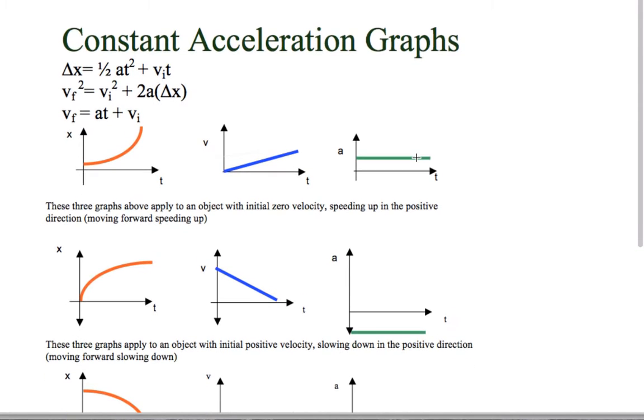Yay! Let's look at these graphs. So this first graph is for an object that's moving forward and speeding up. How do we know that?